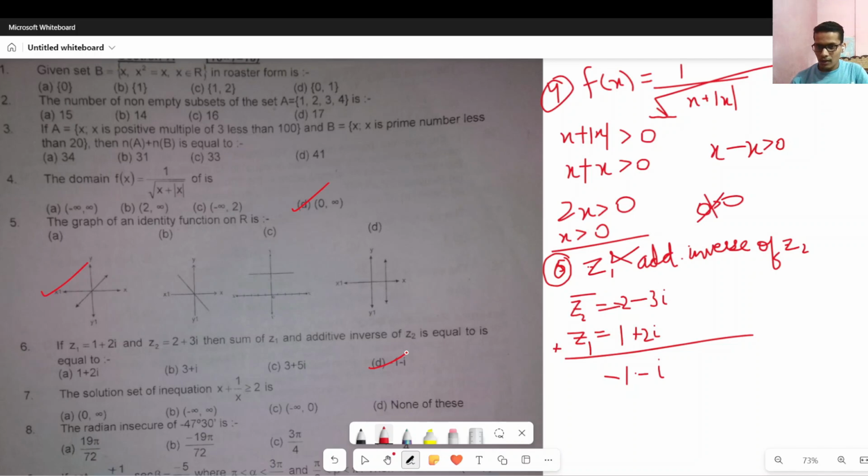Now the next question is a very famous question, and you must know for which set of values this inequation, or we can say the inequality, is valid.